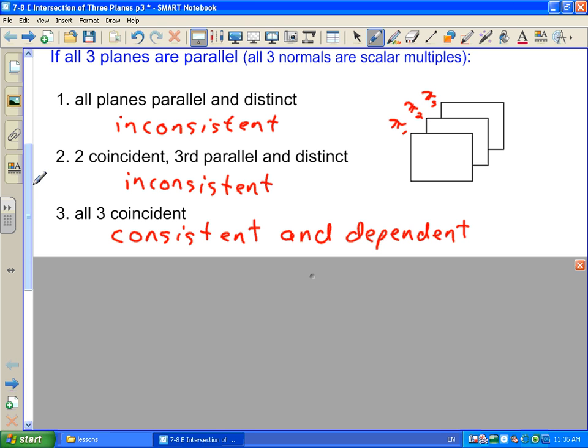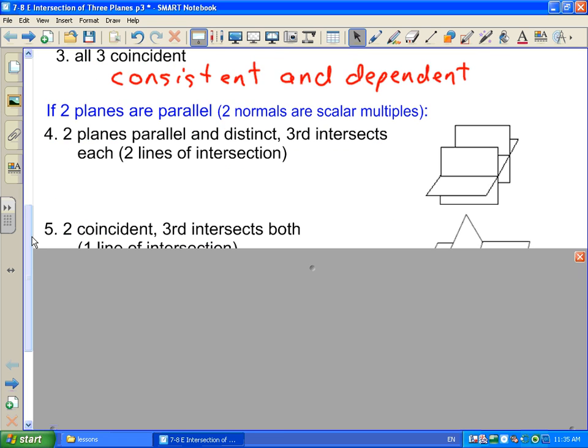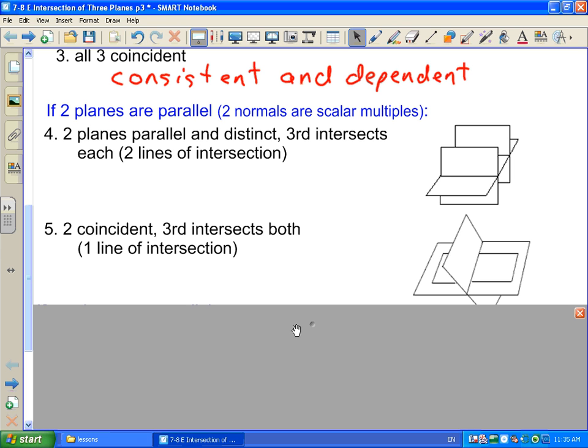We have another set of possibilities that occur if two of our planes are parallel and the third one is not. Okay? And we have two possibilities in this case. So we check our normals. We find that two of them are scalar multiples.